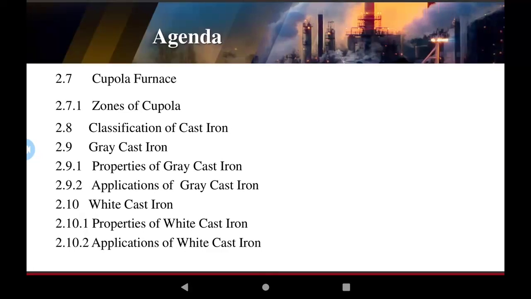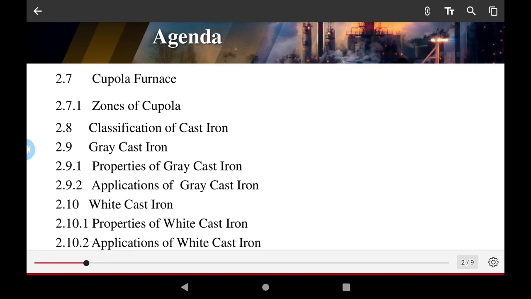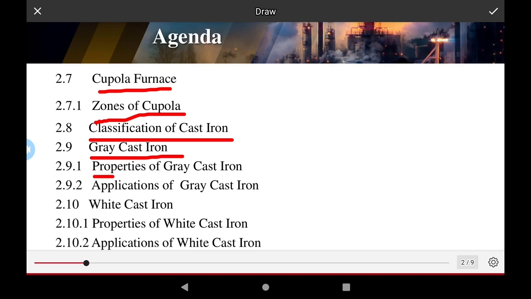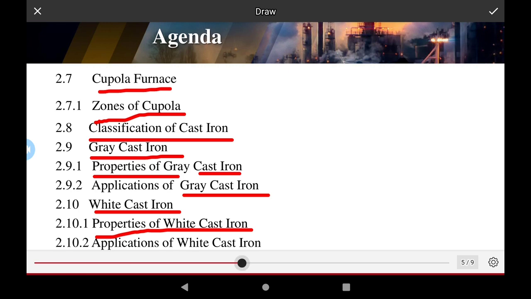The agenda for today that I present in this video: Cupola furnace, zones of cupola, classification of cast iron, grey cast iron, property of grey cast iron, application of grey cast iron, white cast iron, property of white cast iron, and application of white cast iron.